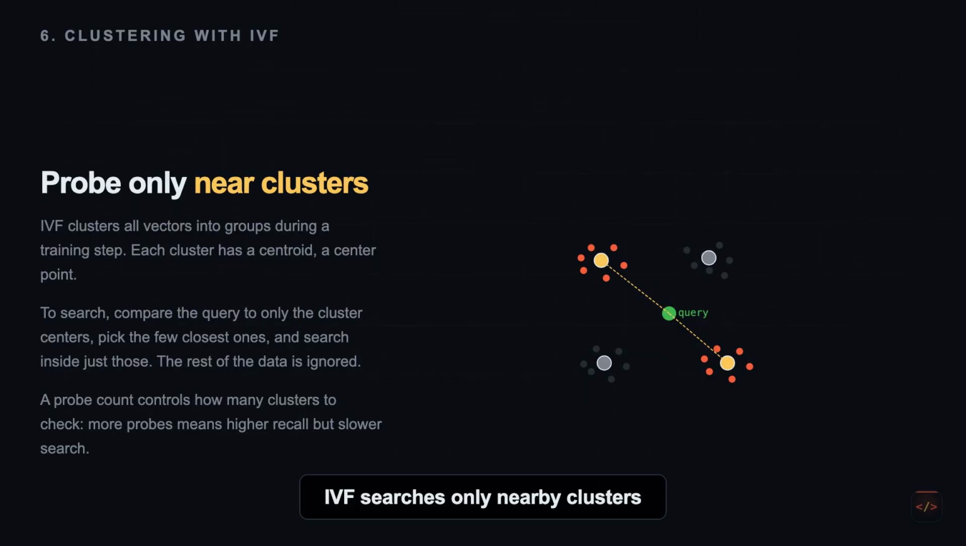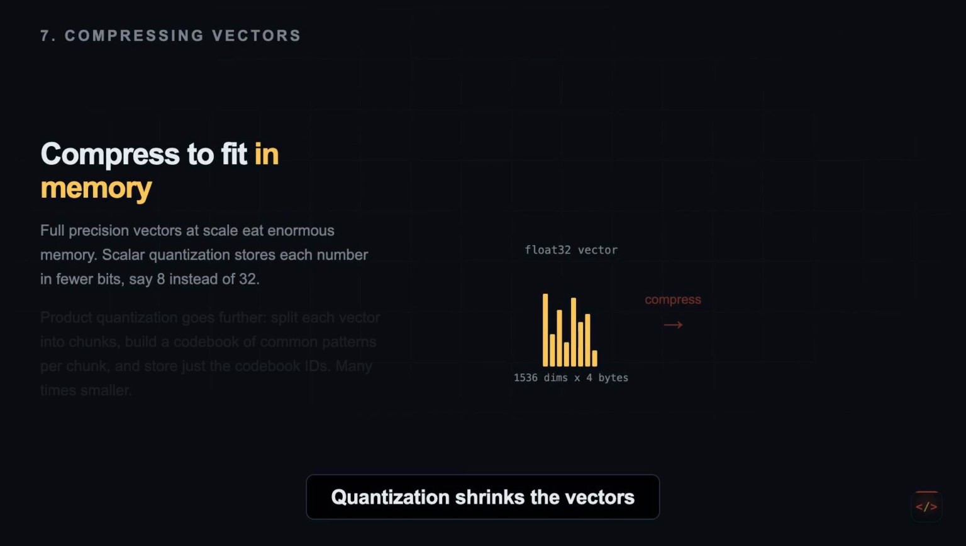A setting controls how many clusters you probe. More clusters means higher recall but slower search. Fewer means the opposite of it. So IVF uses less memory than HNSW and shines on very large datasets, though it needs that upfront training step and a good number of clusters to work well. You have to figure that number out yourself.